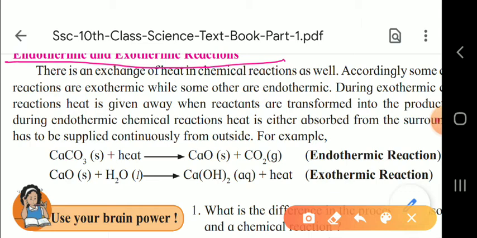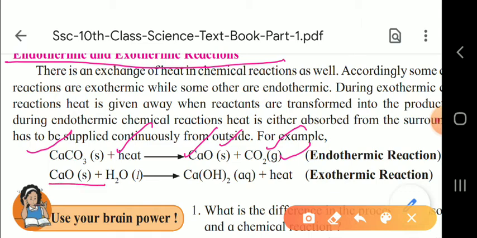Here we will see some examples of endothermic and exothermic reactions. The first one is CaCO3, that is calcium carbonate, plus heat. That means when we heat calcium carbonate, we get CaO, that is calcium oxide, plus carbon dioxide. Why is S written? Because it is in solid form, and here G is written, which means it is in gaseous form.